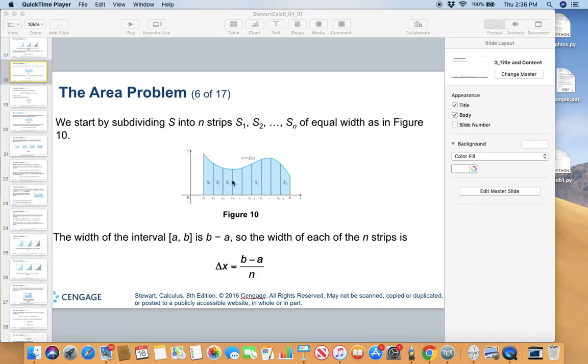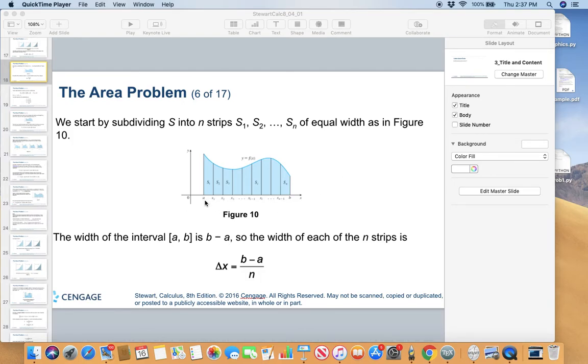You want to find the area under the curve y equals f(x) from x equals a to x equals b. So this shaded region S, you subdivide S into n number of strips. n could be 10, 100, whatever. You divide S into n number of strips of equal width. So use equal width.